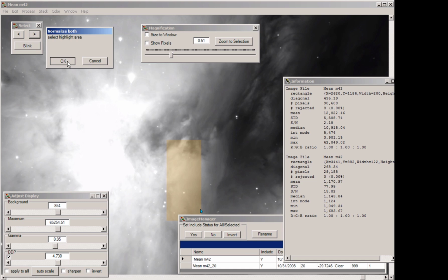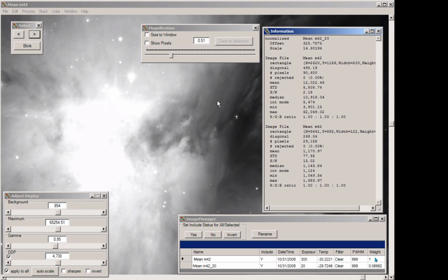Because CCD cameras are linear detectors, you can do this. Once done, you can see down here the scaling has occurred. Notice the weights here. If you take 20 divided by 300, you'll get 0.0699 or so. That's just the relative signal strength because, again, it's a linear detector.